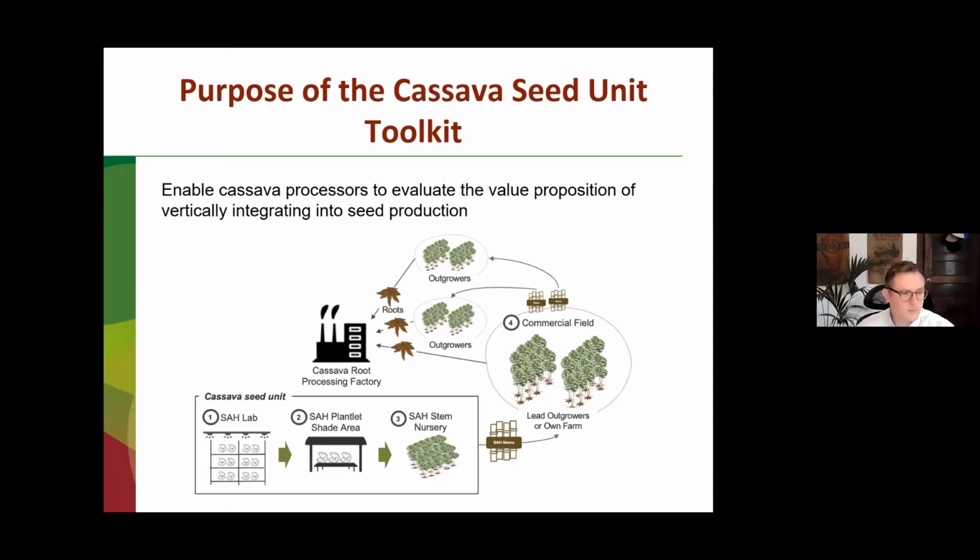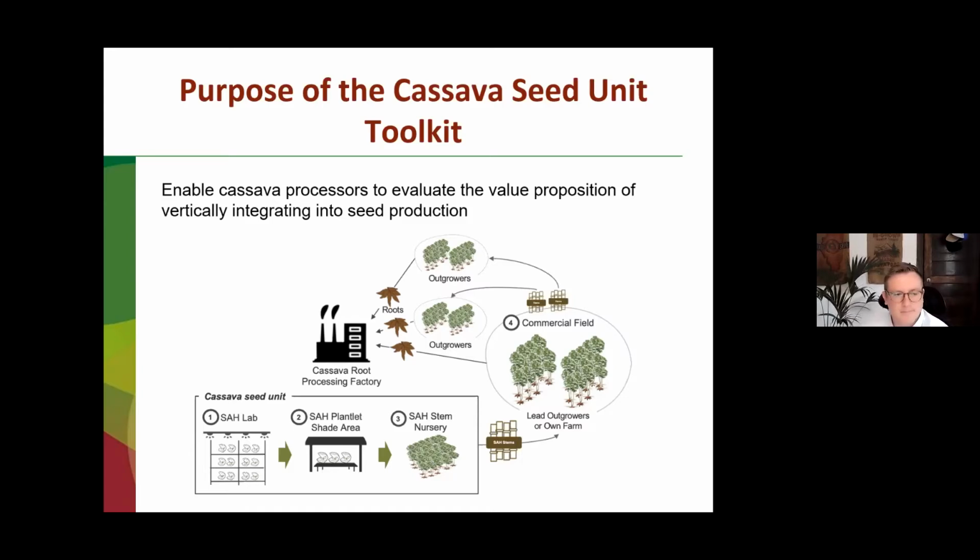The reason to believe for processors is that a processor's root supply is its lifeline. As it strengthens and becomes more resilient, so too does the processor. Whether roots for factory are sourced from managed farms, outgrowers, or aggregators, processors prefer uniform roots with desired quality attributes like high starch content, which translates into higher processing efficiency and ultimately profitability.